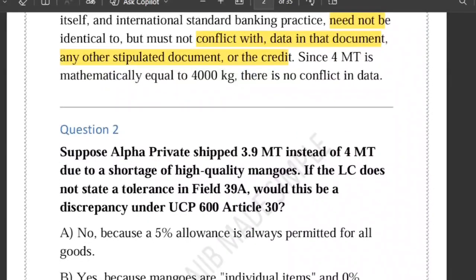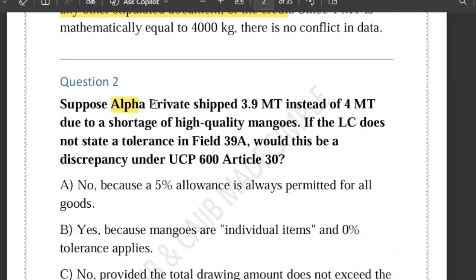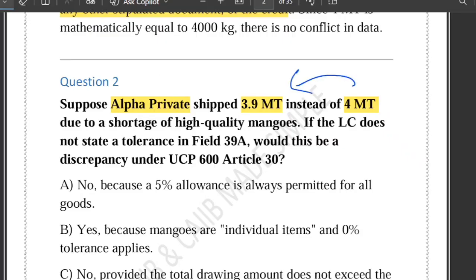Now this is the second part of the question. In this case, Alpha Private Limited shipped 3.9 metric ton instead of 4 metric ton. This firm was required to ship 4 metric ton, but instead they shipped only 3.9 metric ton. Why? Because high quality mangoes were very sought after. Now the question is, if the LC does not state a tolerance in field 39A, would this be a discrepancy under UCP 600 Article 30?